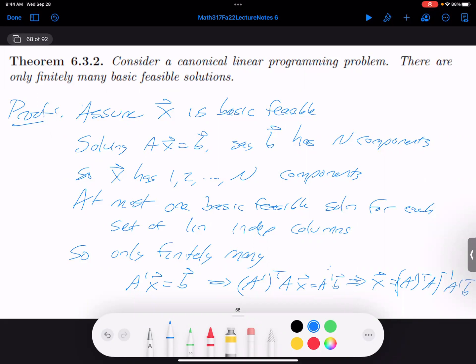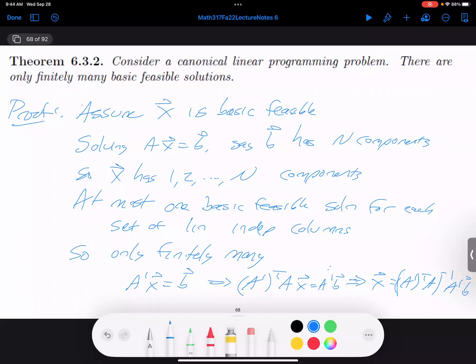A prime b. So once I tell you which columns I have, there's at most one solution. How many ways can I choose columns from A? Well, if I'm choosing finitely many columns from a set of finitely many columns, is it clear that this is finite? Yeah. You can give me an upper bound for how many ways there are.